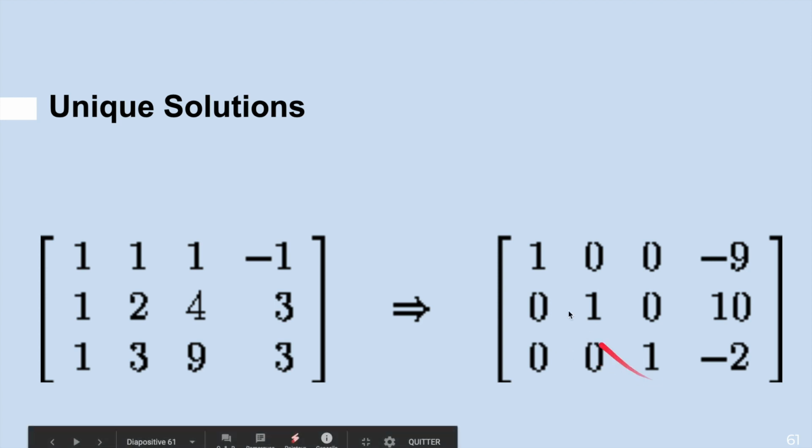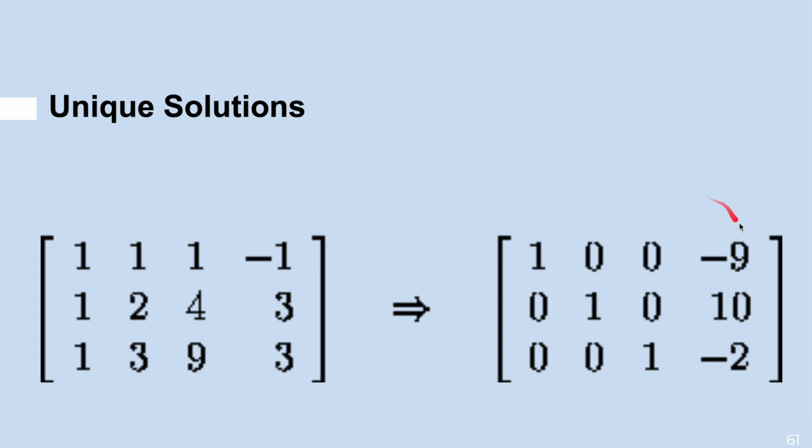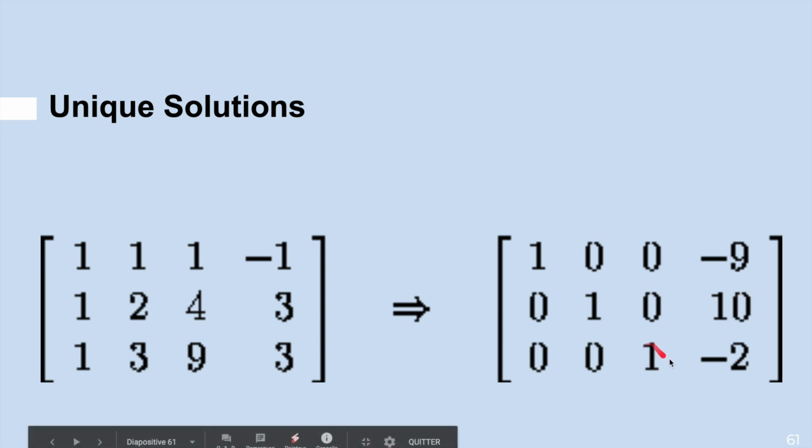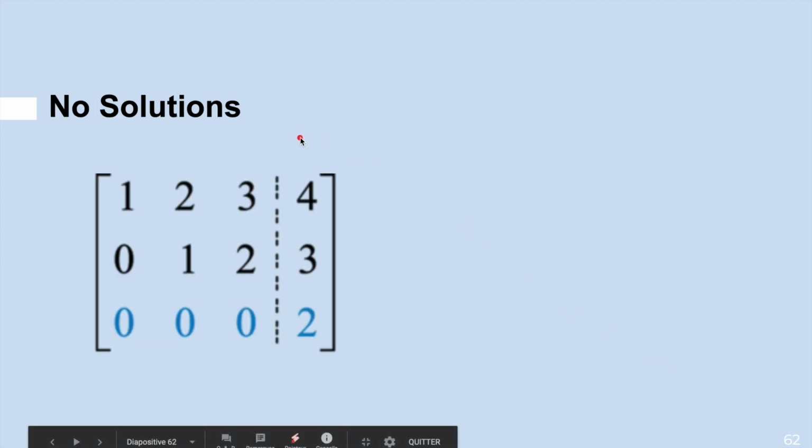And here I see that if this is x, x is equal to -9, y is equal to 10, and z is equal to -2. So there's only one answer for every single variable. The second type of solution we can have is no solution at all.